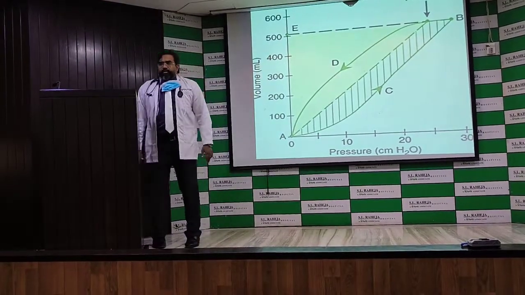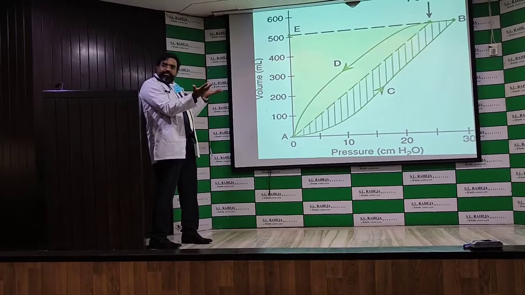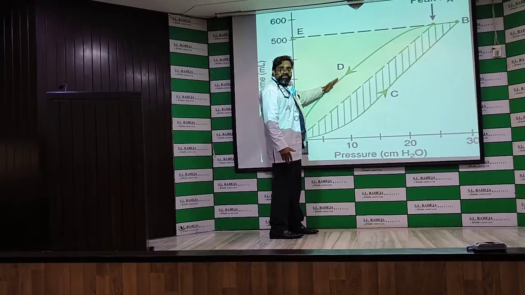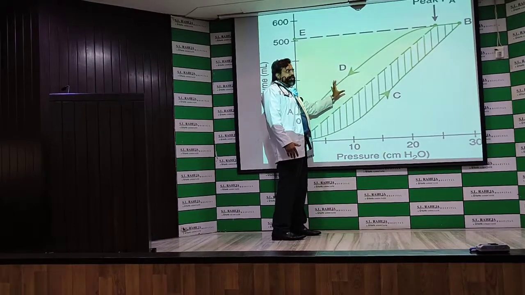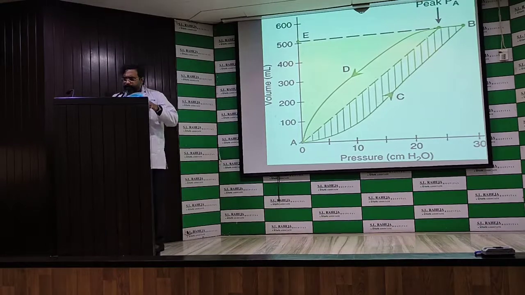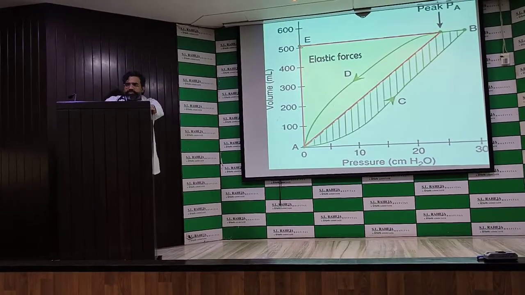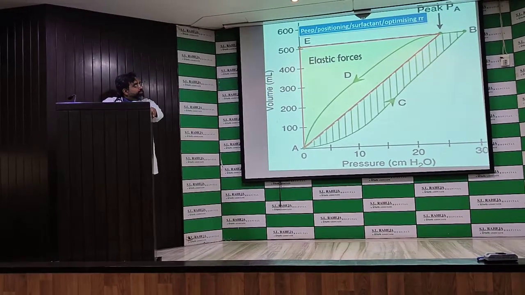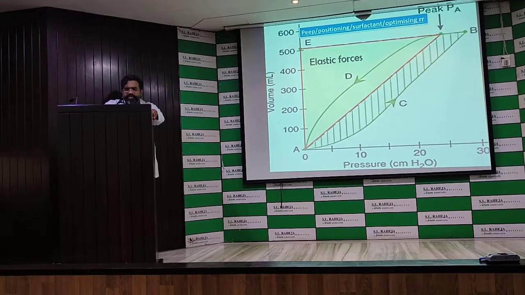Clear? Similarly, when the curve moves the other way around, same thing. If this increases here, this will come here. That moves upwards. It's the airway resistance that is increasing. It is not the elastic component. Clear? You understood this much? This is the elastic force, and that would change with optimizing RR, PEEP, positioning, surfactant, and things like that.